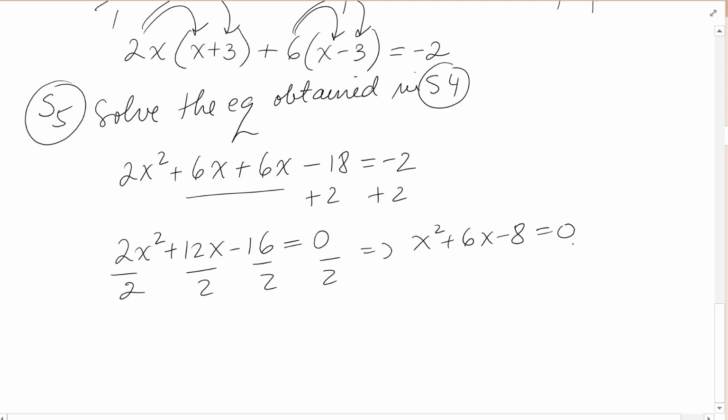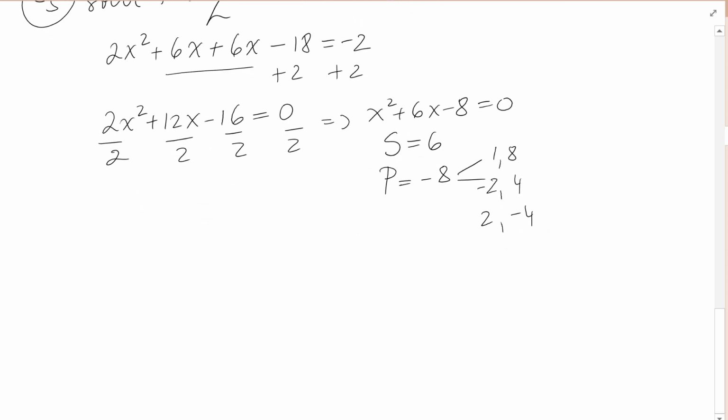If we couldn't divide by 2, that's okay. We would have tried to factor or quadratic formula. So let's try to factor. We are looking for two numbers that have the sum 6 and product negative 8. So what can we have here? 1, 8, 2, 4. But there are no numbers, right? If I put the negative 2, 4 or 2, negative 4, they don't add up to 6. So what does that mean? It means I have to use quadratic formula.